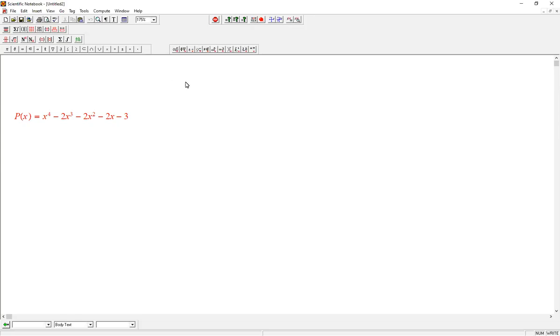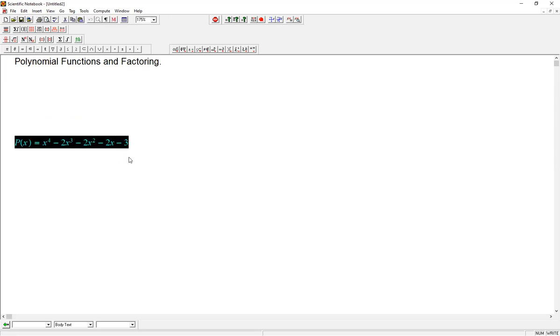Hello, everyone. In this lesson, I'm going to talk about the polynomial function and the factoring. Obviously, you can see this is an example of a polynomial, but what's the definition of polynomial?